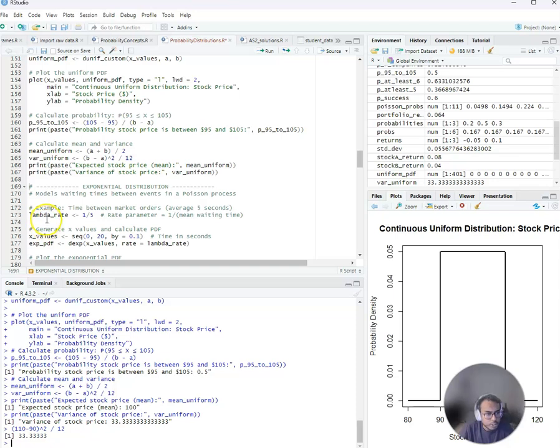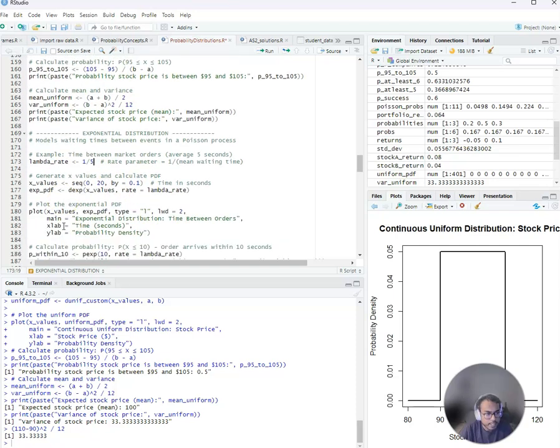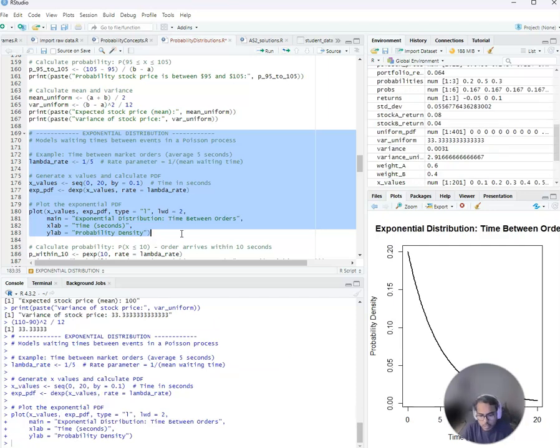For the exponential distribution, we have to define the parameter. I define it as 1 by 5. And then I have a sequence of x values ranging from 0 to 20 with an increment of 0.1. And then I have the PDF, which I will represent using a plot. And as you can see, the PDF exponentially decreases in time.